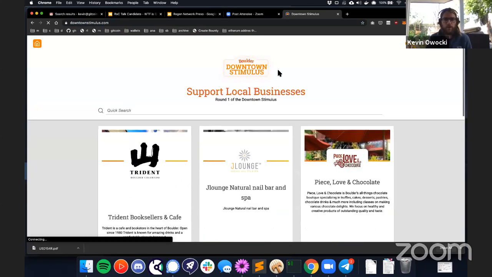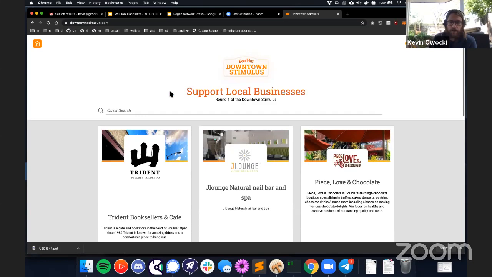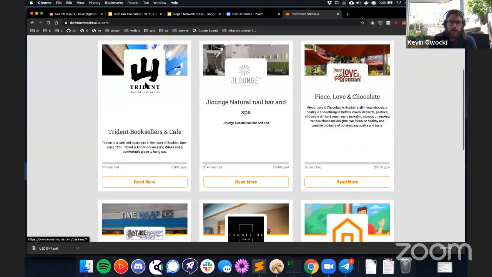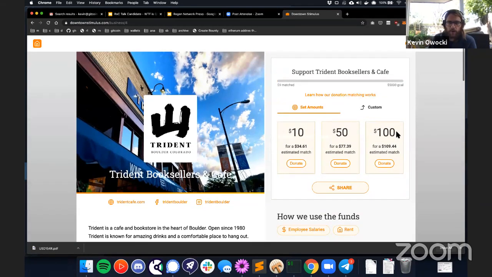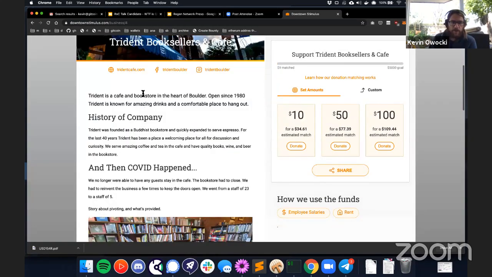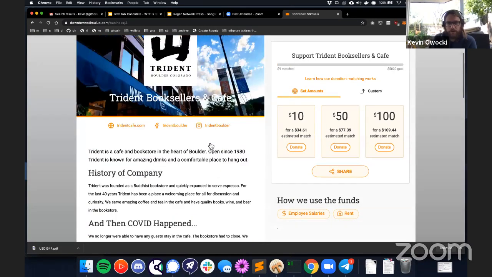And so what we're doing is we're launching what's called downtownstimulus.com, and it's going to be a way of supporting local businesses that were affected by the coronavirus pandemic with quadratic funding. So basically, Trident is my friend Andrew's campaign down here in Boulder, Colorado, and it's basically this amazing place that Jeffrey, I don't know if you've ever been there, but basically it's been a Buddhist bookstore and coffee shop for the last 40 years in downtown Boulder.